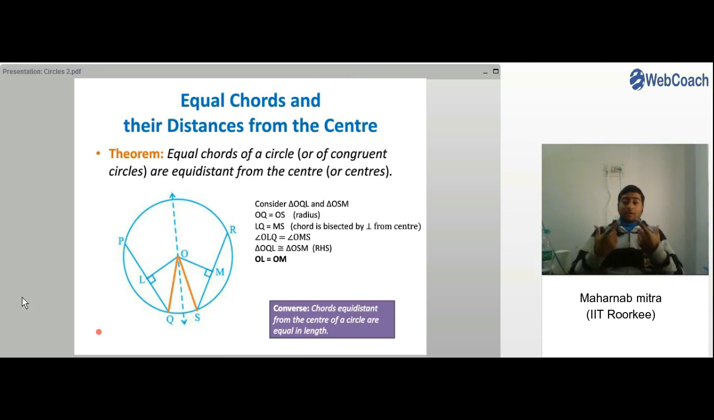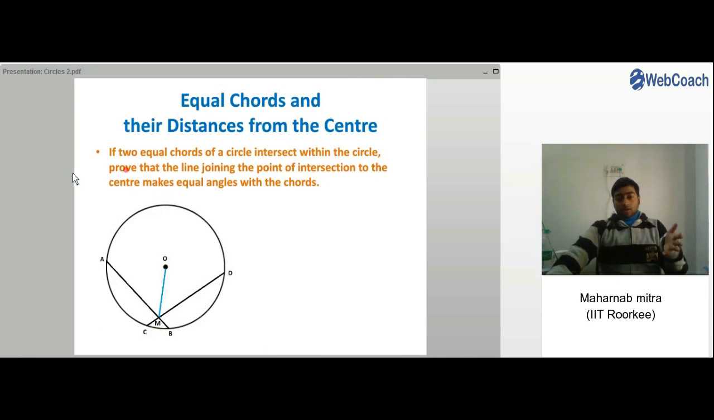and we were finding the relation between the distances from the centers, and in the converse we know that the distances from the centers are the same, and we are comparing the lengths of the chords, right? So anyway, we can say that if the chords are equal, then the perpendicular distance from the center is also equal, right? So let us solve a question using this principle.